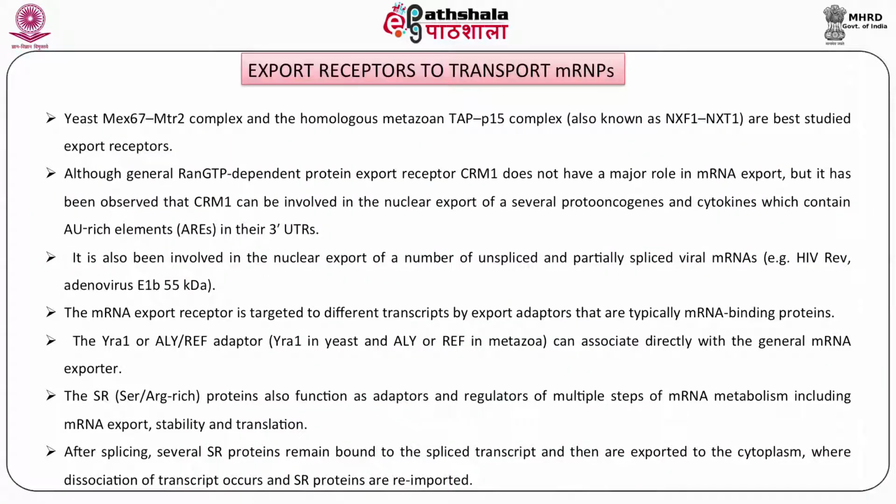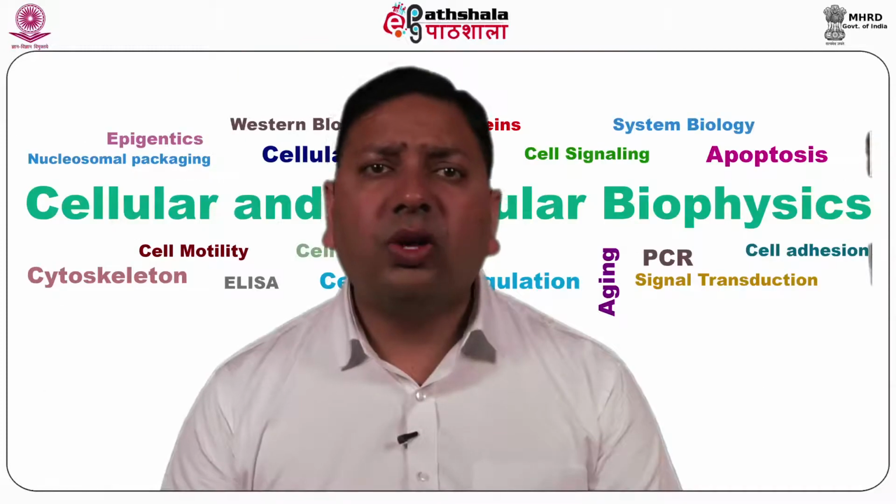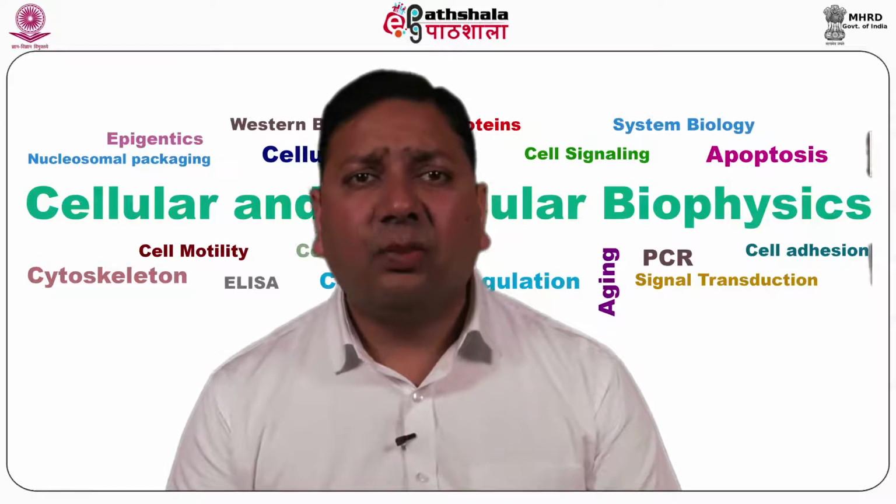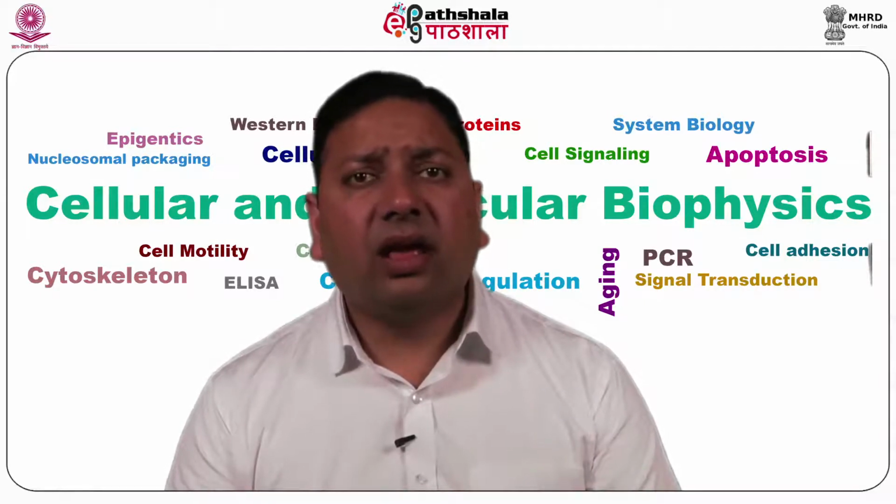Although the general Ran-GTP dependent protein export receptor CRM1 does not have any major role in mRNA export, it has been observed that CRM1 can be involved in the nuclear export of several proto-oncogenes as well as cytokines, which contain AU-rich elements in their 3' UTRs. It is also involved in nuclear export of a number of unspliced and partially spliced viral mRNAs.